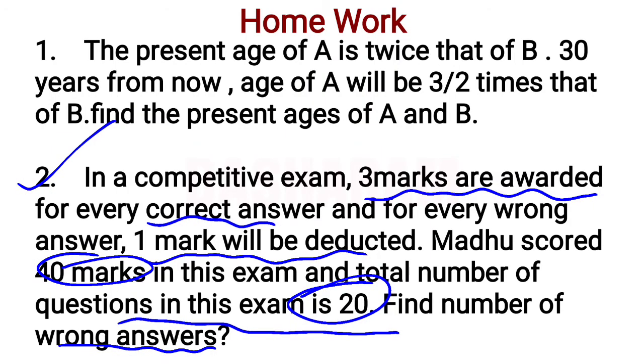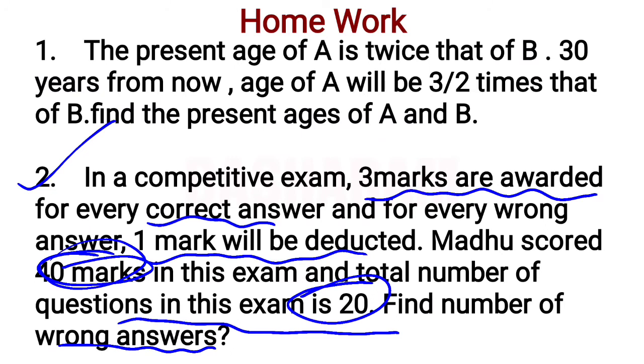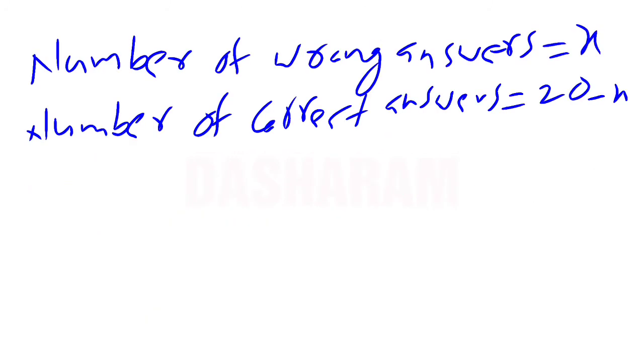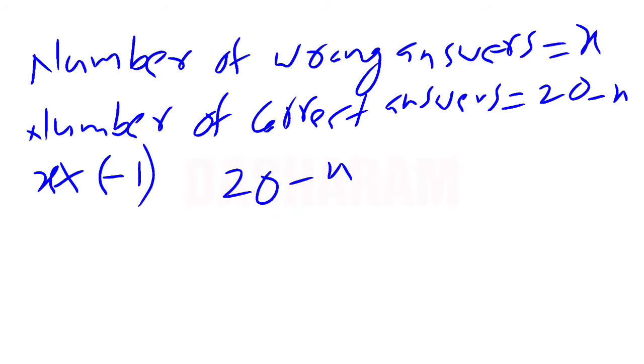But how much score did he get? 40 marks he got. So let's find out the score. First, wrong answer scores. For a wrong answer, how many marks are they giving? 1 mark will be deducted. So number of wrong answers x, deducted, nothing but multiply with minus. So x into minus 1. Next, correct answers 20 minus x, and for a correct answer they are giving 3 marks. So (20 minus x) into 3.